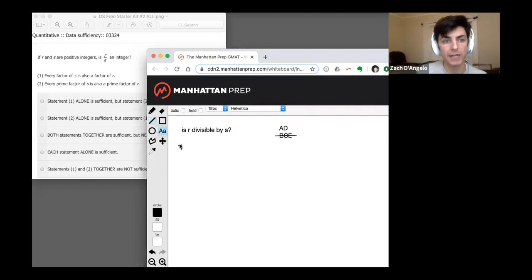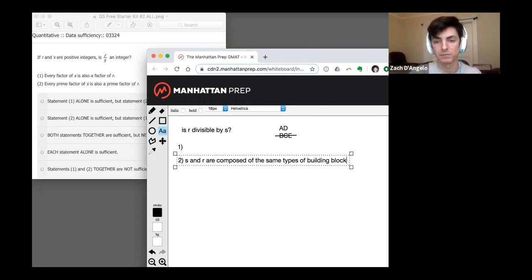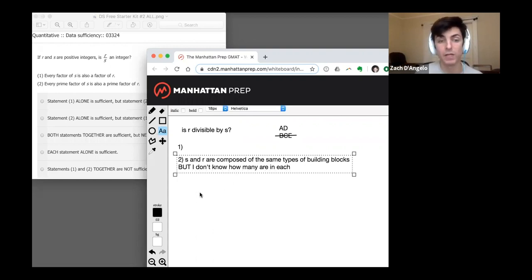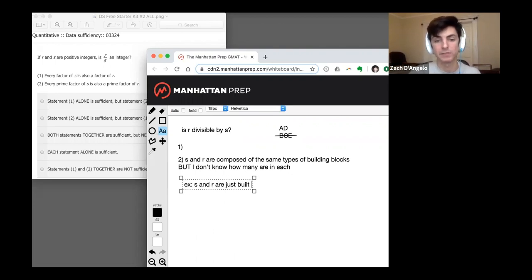And so then statement 2, every prime factor of S is also a prime factor of R. Okay, so the way I process prime factors is to say S and R are composed of the same types of building blocks. But I don't know how many are in each. So for example, if they're composed of the same prime factors, that could mean that S and R are both built out of only 2s.